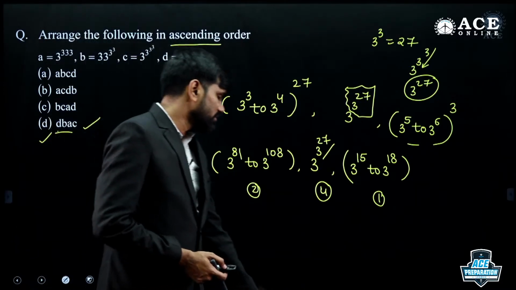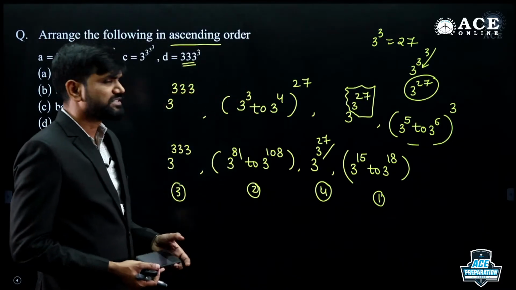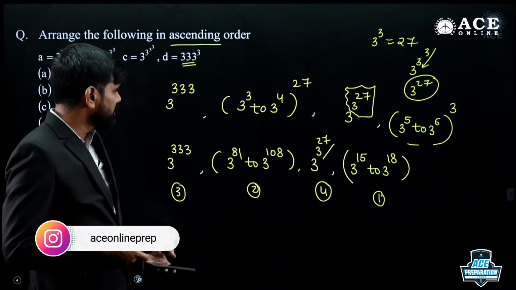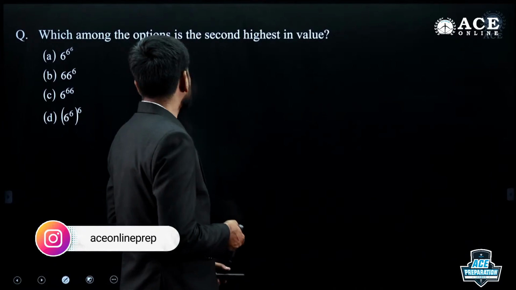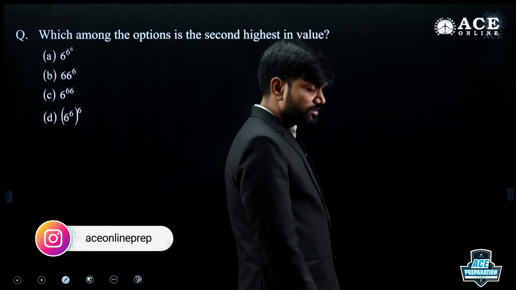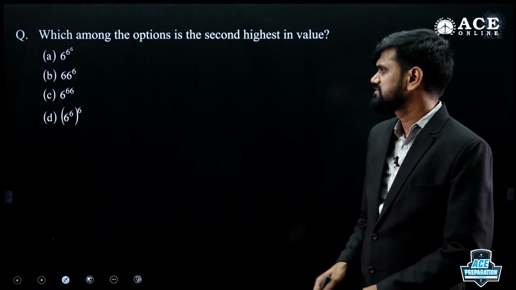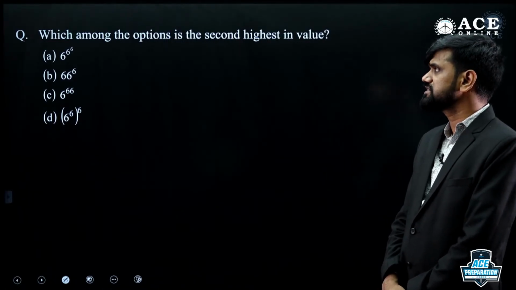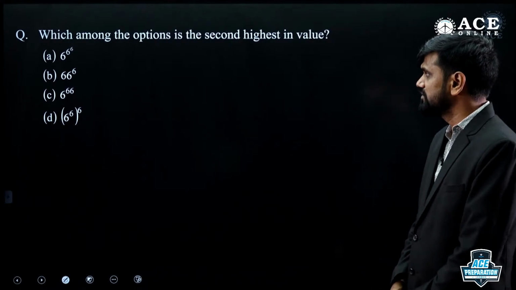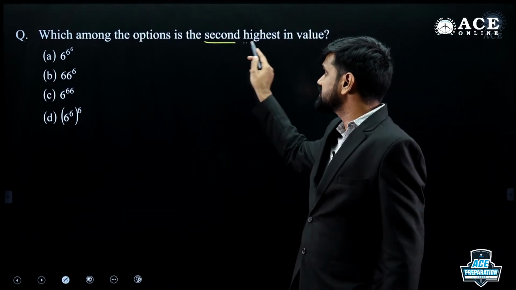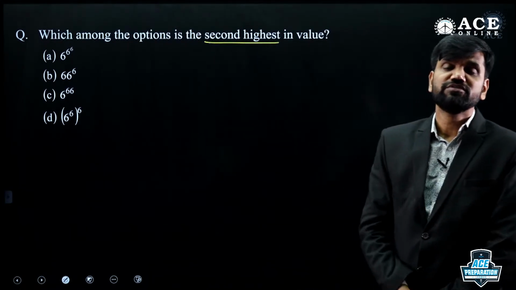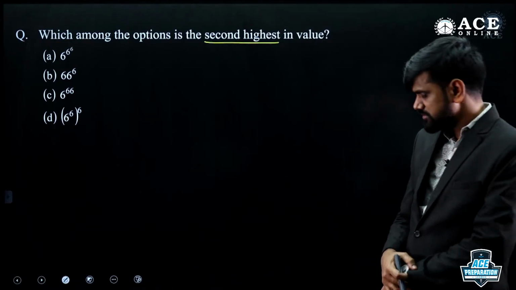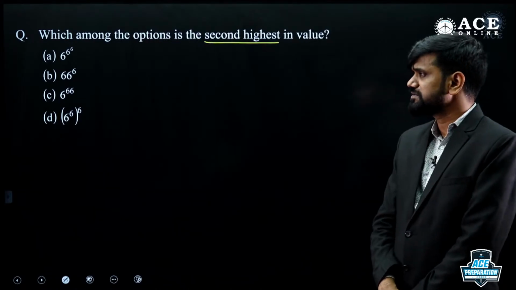I'll give you one problem to try in the same model. Right? Chalo dear. Please try this one. Please try that. They're asking you for which among the options is the second highest value. I don't want highest, I want the second highest value. Which is the second highest? Go ahead, make it fast.